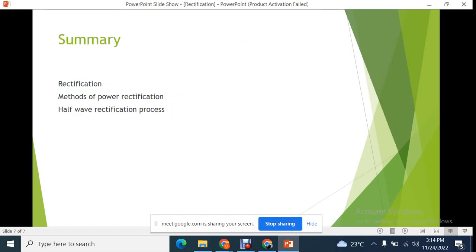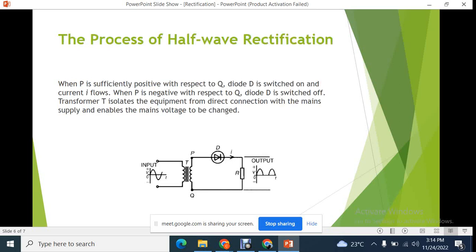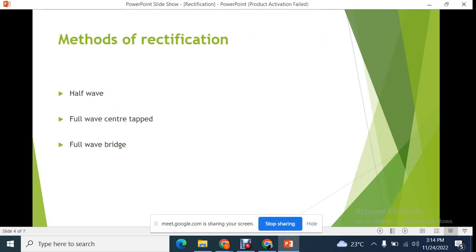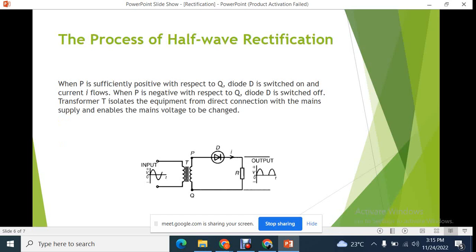Now, as a summary for this lesson, we were able to look at rectification and methods of rectification, whereby we say we have this half wave, full wave, and then we are able to look at the half wave rectification process. The full wave center tapped and full wave bridge, we shall be able to look at them in our next and subsequent classes. Who has a question on what we've learned today?